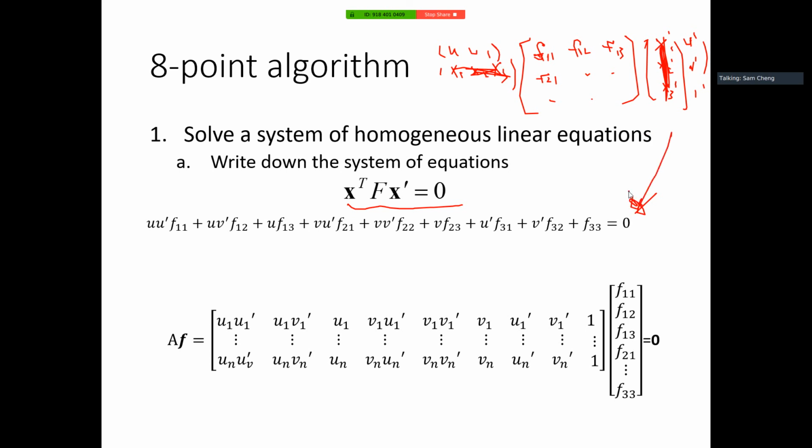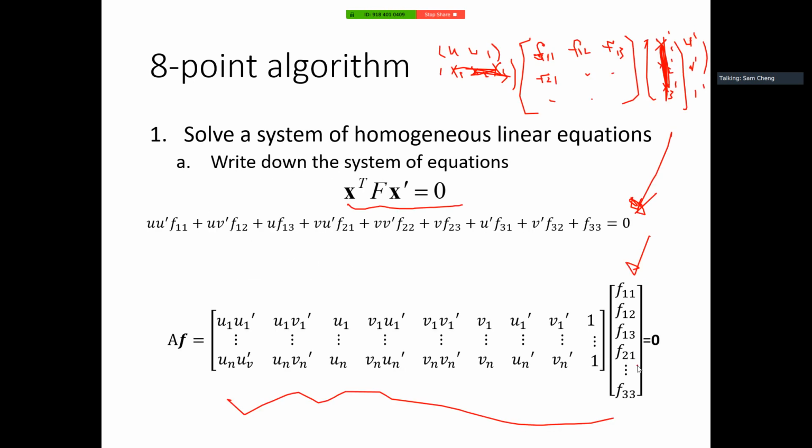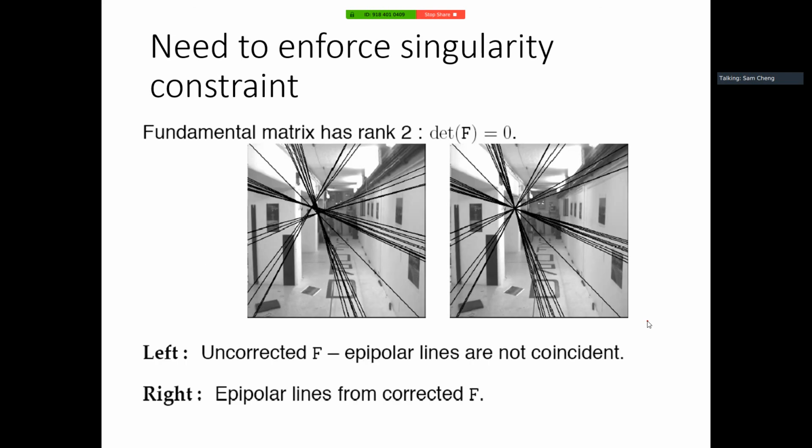So if I collect enough equations, again, I will have a system of equations, and again I will be able to solve for f. Just like last time, we can use SVD, and we want to make it small, so we look for the minimum singular value, and the corresponding singular vector will give you the f there.